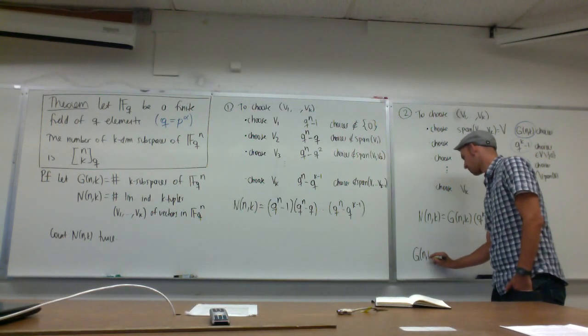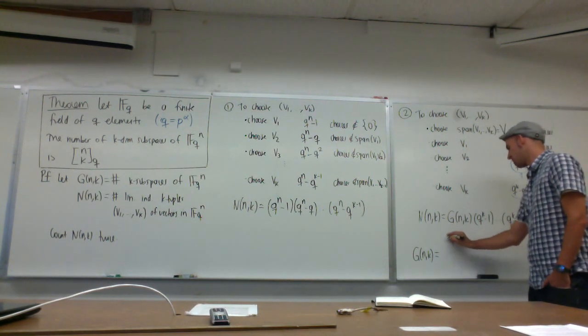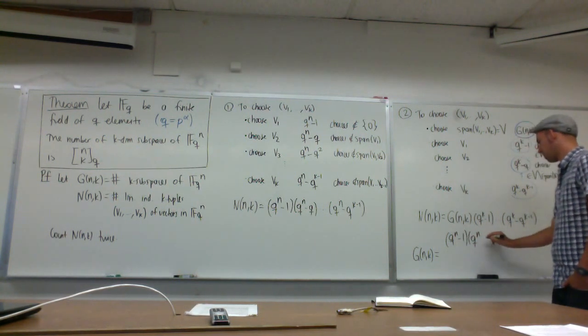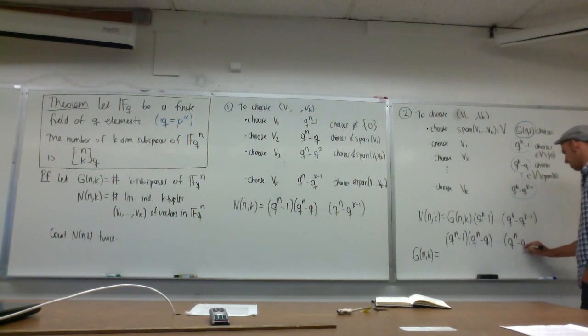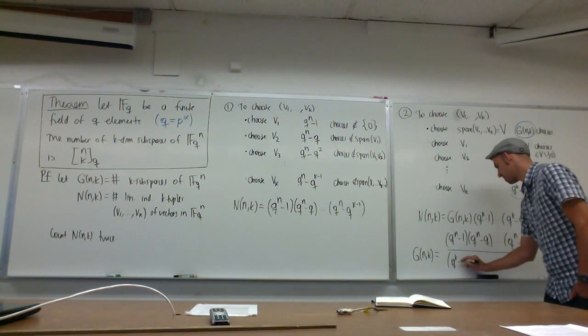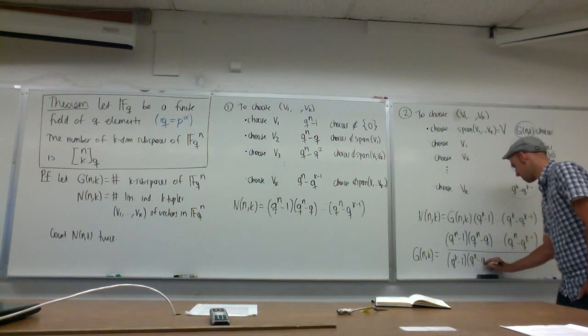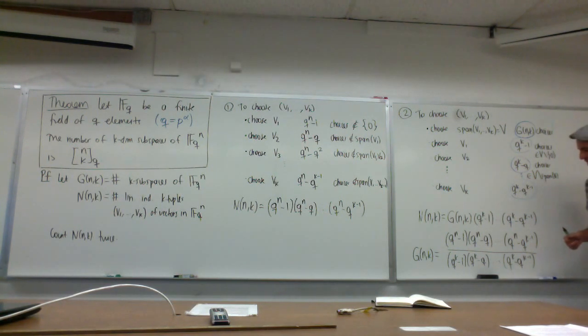G of nk is equal to this over this. So q to the n minus 1, q to the n minus q, q to the n minus q squared, etc., over q to the k minus 1, q to the k minus q, and so on. Okay. That's my formula for G of nk. And then what remains is to show that this is n choose k q-analogue. Okay. And this is kind of an easy algebra exercise.